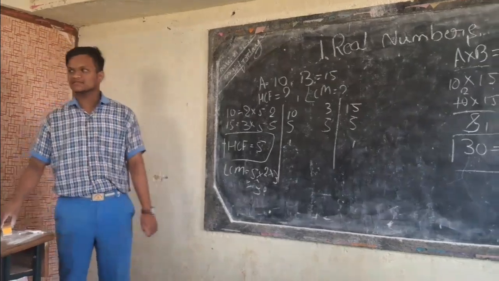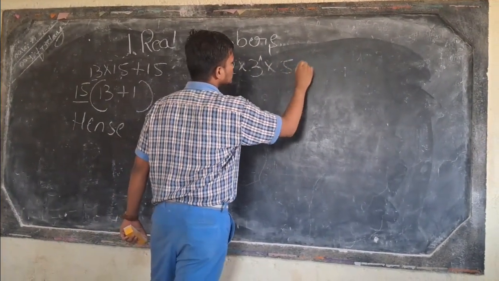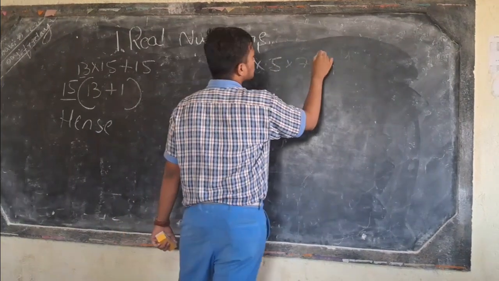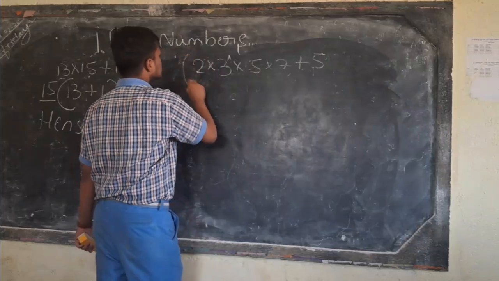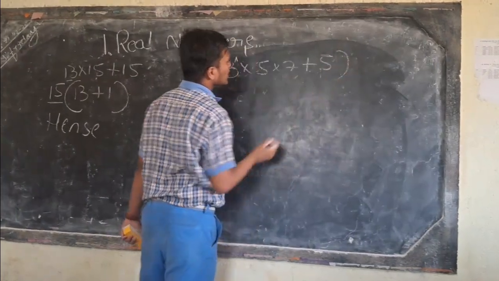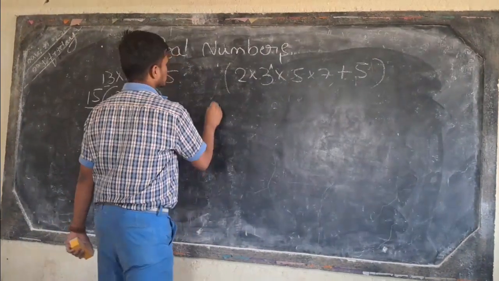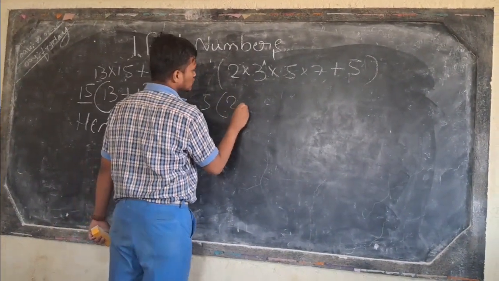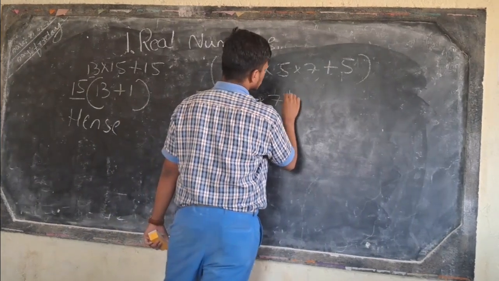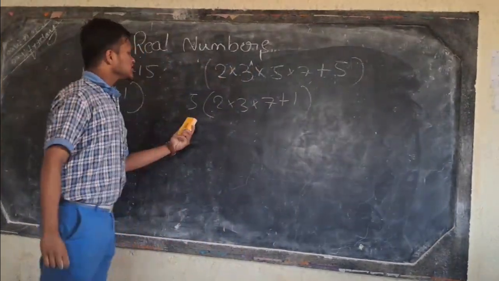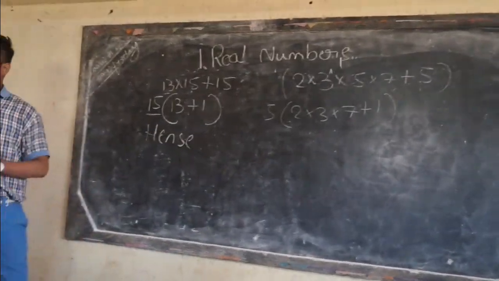Correct answer. 2 into 3 into 5 into 7 plus 5. Is it prime or composite? Composite. Why? Because which is common? 5 is common. Take 5 as common: 5 into (2 into 3 into 7 plus 1). Here we get 5 as common. Hence it is a composite number. Clear? Any doubt?